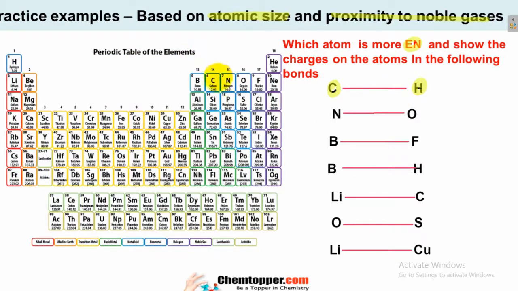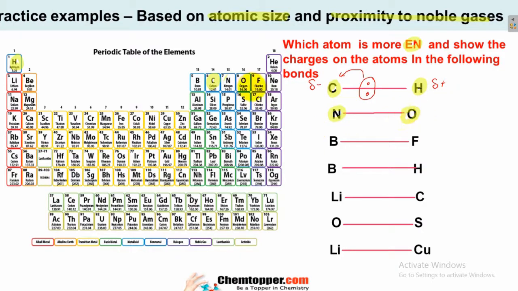Carbon is more non-metallic than hydrogen. Hence, carbon will be more electronegative than hydrogen and it will pull the shared pair of electron density on itself and will acquire a partial negative charge.